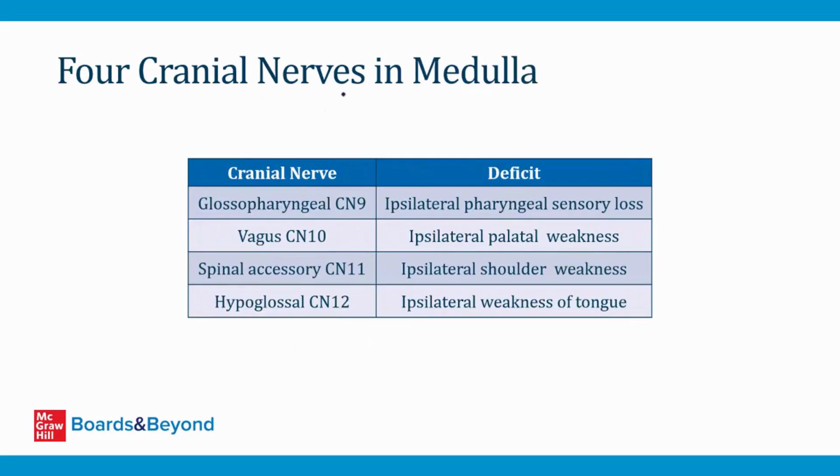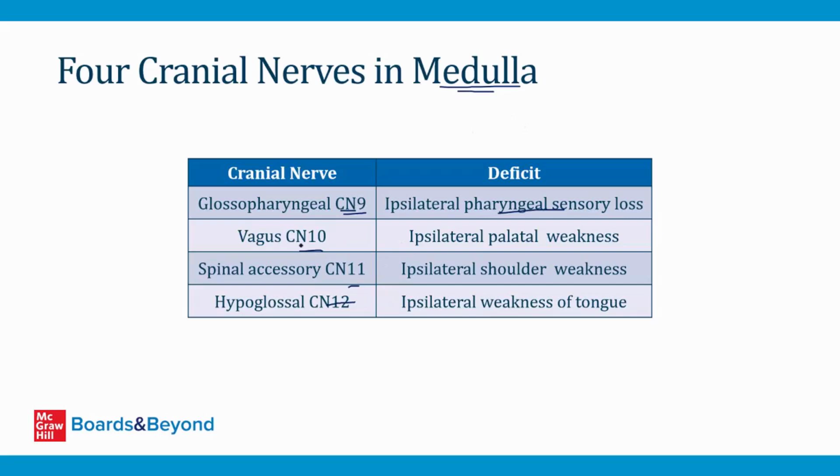And then finally, the rule of fours says there are 4 cranial nerves in the medulla. Those are cranial nerves 9, 10, 11, and 12. So for example, if you have a lesion of cranial nerve 9, the patient will present with ipsilateral pharyngeal sensory loss. That localizes a brainstem lesion to the medulla.